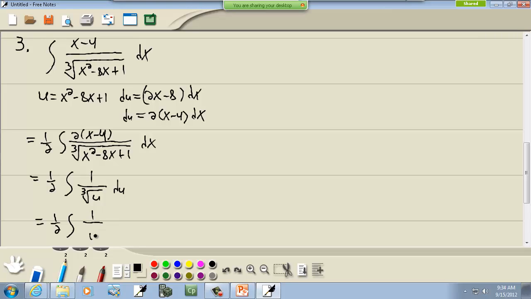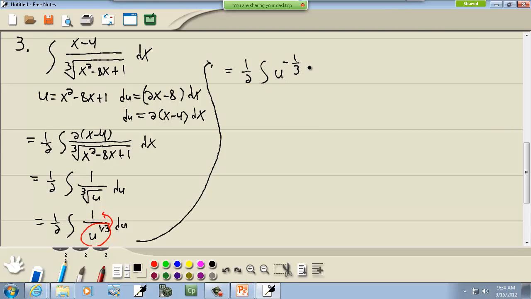Well, the cube root is u to the 1/3 power du. And we're going to take that u to the 1/3 up on top. And that becomes 1/2, and then u to the negative 1/3 du. Remember, you take anything opposite of where it's set in a fraction, the sign of the exponent changes. And now it's u to a power.